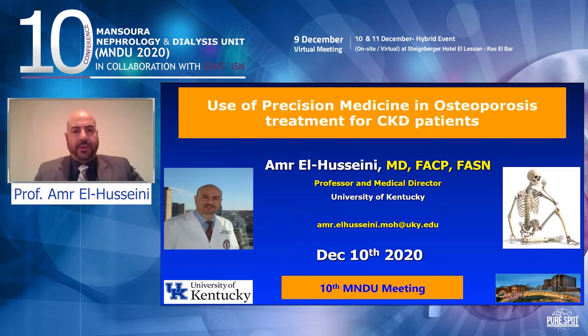Use of precision medicine in management of osteoporosis in CKD patients. It's a kind of catchy and appealing title. The problem with osteoporosis management in general in CKD patients is that we have a big gap. This is an unacceptable gap in osteoporosis management. Most of the nephrologists don't know exactly how they can treat the osteoporosis and bone loss in our CKD patients in general. And now I'm going to talk to you and help you be more precise and accurate and treat your patients better.